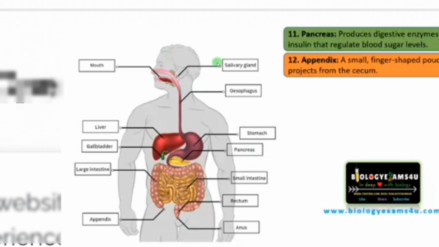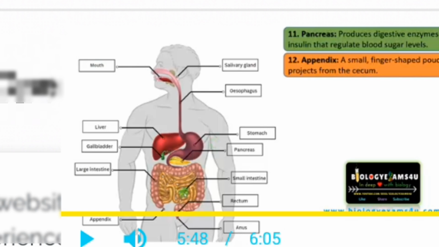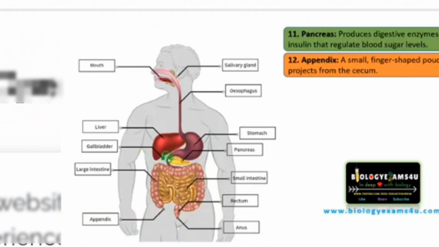So let me summarize. So human digestive system is a complex system of organs that breaks down food into nutrients that the body can absorb and use for energy, growth, and repair. It is made up of two components. First one is the alimentary canal that starts from mouth to anus, a long tube through which the food moves. It has different parts like mouth, esophagus, stomach, small intestine, large intestine, rectum, anus. There are accessory organs that help in digestion like liver, gallbladder, pancreas, etc.